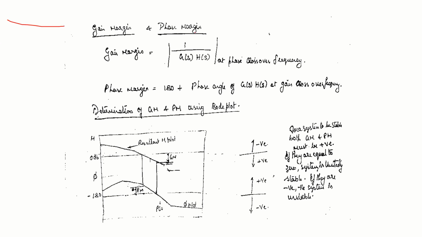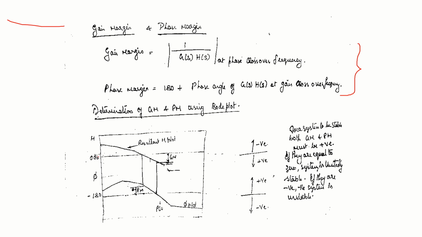Let us say gain margin, phase margin. I already explained this in the Nyquist plot. Gain margin is 1 by modulus of G(s)H(s) at the phase crossover frequency. Phase margin is 180 degree plus the phase angle of G(s)H(s) at the gain crossover frequency. This I have explained already.